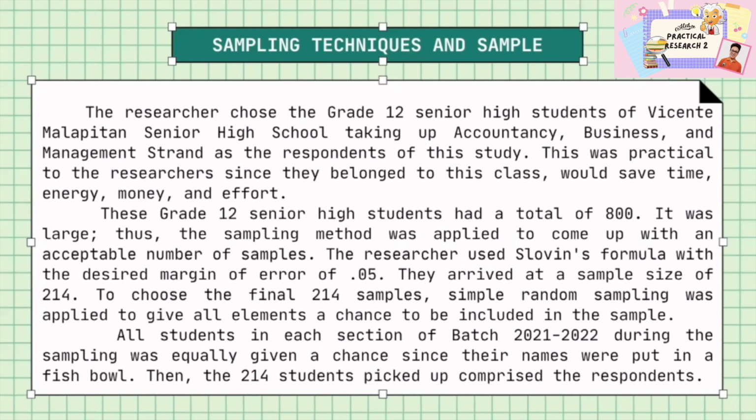Second paragraph, these grade 12 senior high students had a total of 800. So this is the population. It was large. Thus, the sampling method was applied to come up with an acceptable number of samples. The researcher used Slovin's formula with the desired margin of error of 0.05.